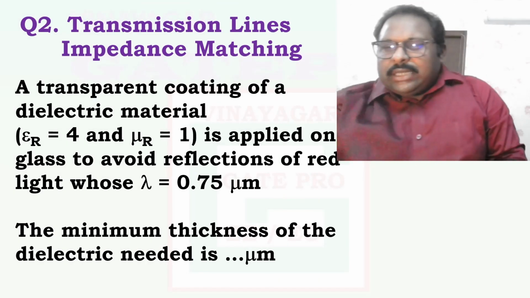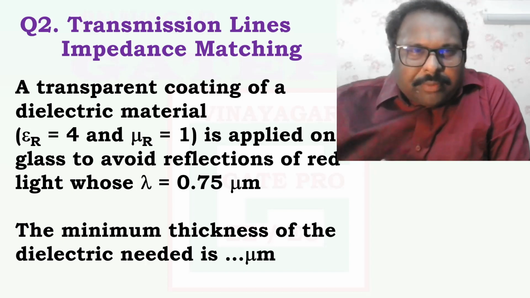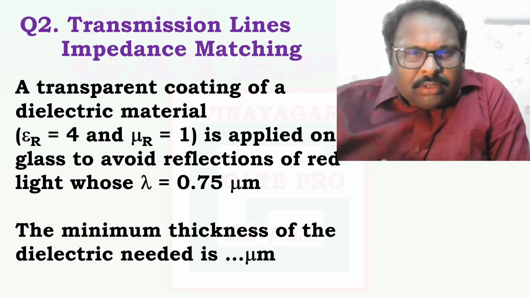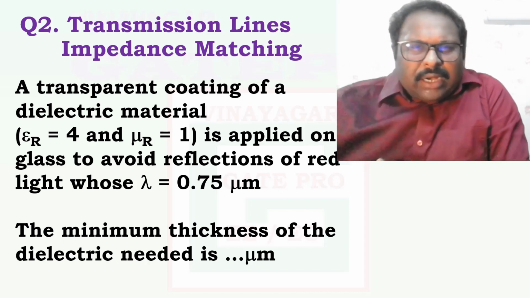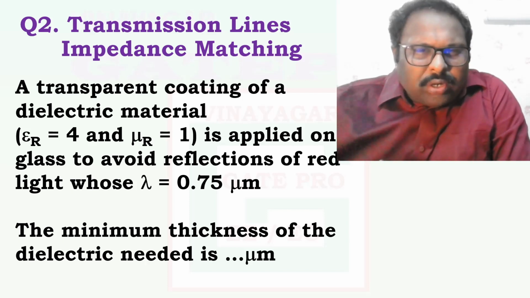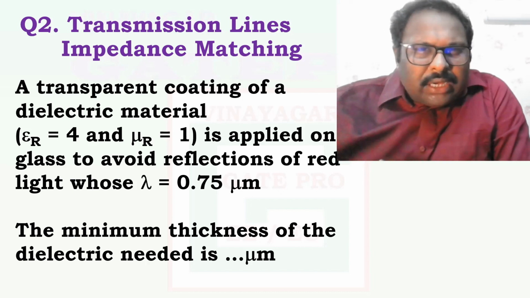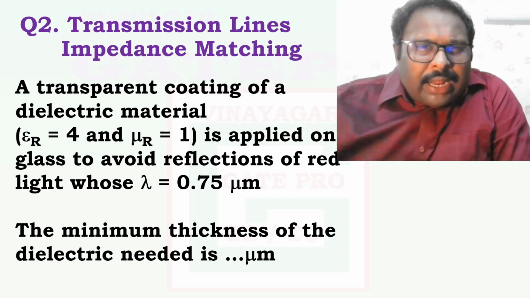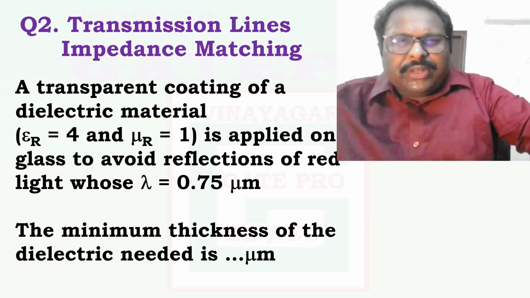This is from transmission lines and this is mostly from understanding of transmission lines and quarter wave transformer. A transparent coating of a dielectric material is applied on glass to avoid reflections of red light, whose lambda is given. Now this lambda is in the dielectric material or is it in air is not mentioned in the data. If it is in the free space, maybe the epsilon r has some role. So the question is that they gave lambda without mentioning whether it is in free space or dielectric.